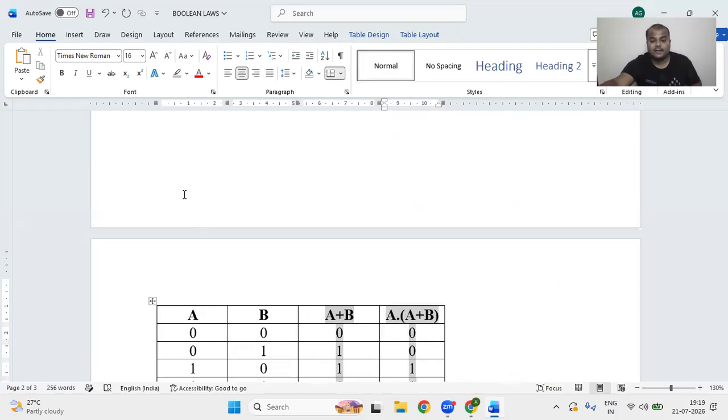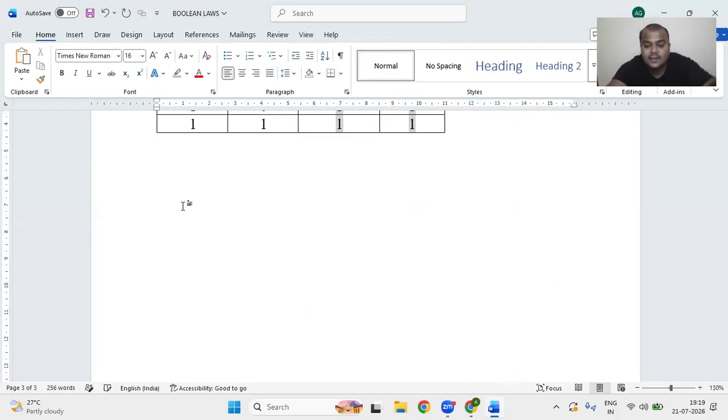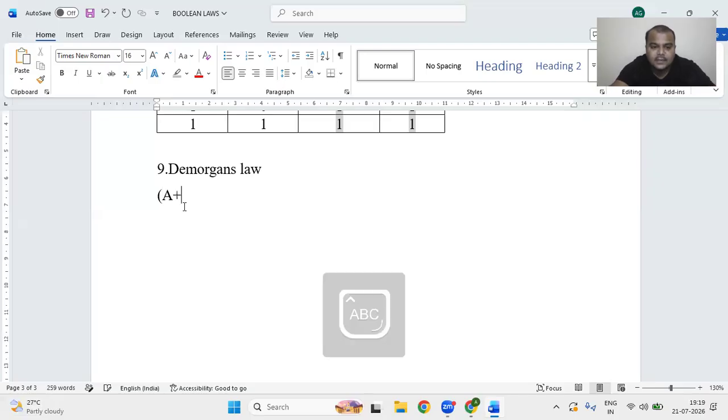What is that law? The ninth one is De Morgan's law. It is very, very important. How can I forget De Morgan's law? What does De Morgan's law say? It's a very important topic. A plus B, and use capital letters, A plus B whole dash is equal to A dash plus B dash.